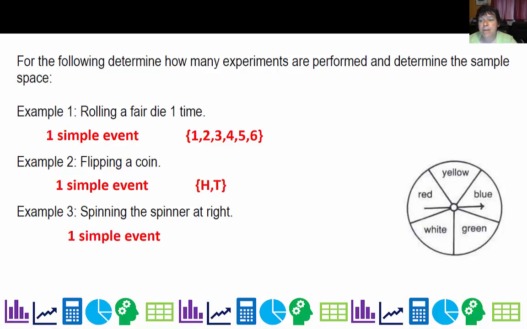Spinning the spinner at right is a simple event because I'm only going to get one, and it's either going to be one of these colors, which I just used the initials to denote: red, yellow, blue, green, or white.